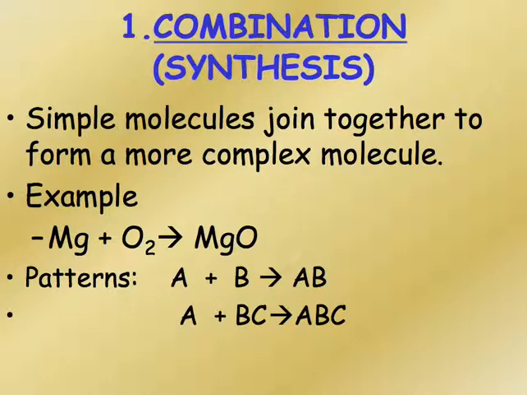or we could have more than just elements. We can say A plus BC yields ABC. So the first example is showing two elements forming a compound, and the second example is showing an element plus a compound making a more complex compound.